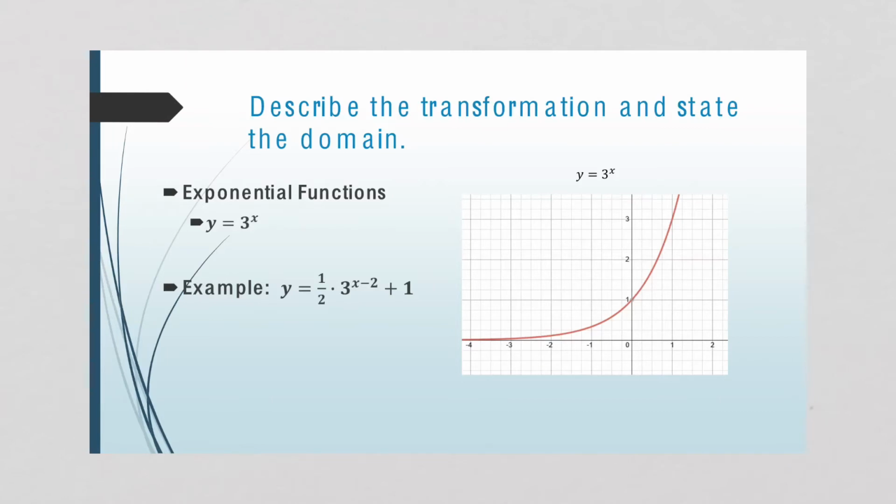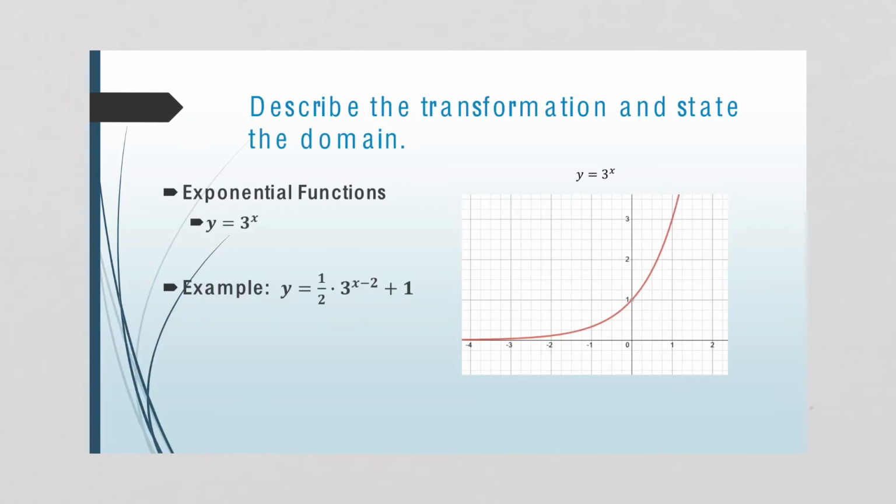Since x is in the exponent part, instead of being the original part for our parent, that changes things a little bit. So I have to tell you essentially what the parent graph is to start with. So we see the picture of y equals 3 to the x. And for our example, we want to describe the transformation and state the domain of 1/2 times 3 to the x minus 2 plus 1. A lot of our normal transformation rules are going to apply here.